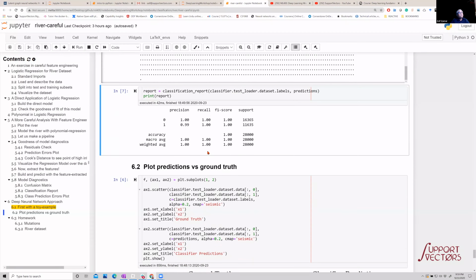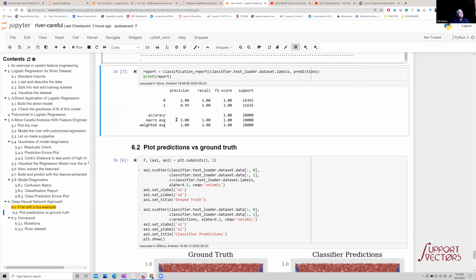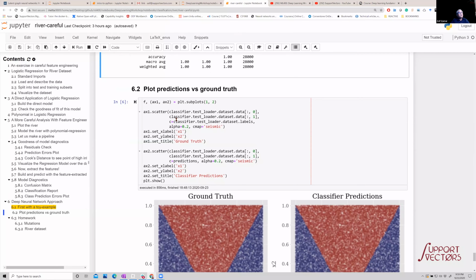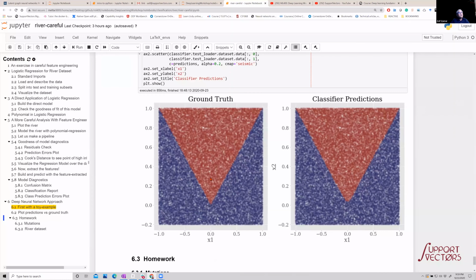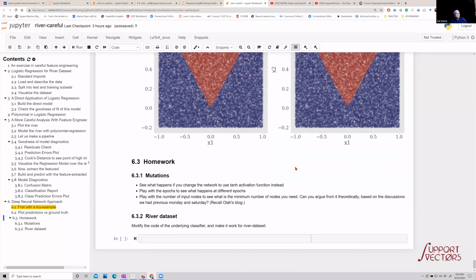Now, if you plot the prediction versus the reality, this is what the reality was, and this is the prediction. If you look at the prediction, do you notice that there's no sharp edge here? It's a curve, a round curve. Do you see that, guys? At the bottom, I don't know if you can make it out. It's a nice round curve. It's not very sharp.